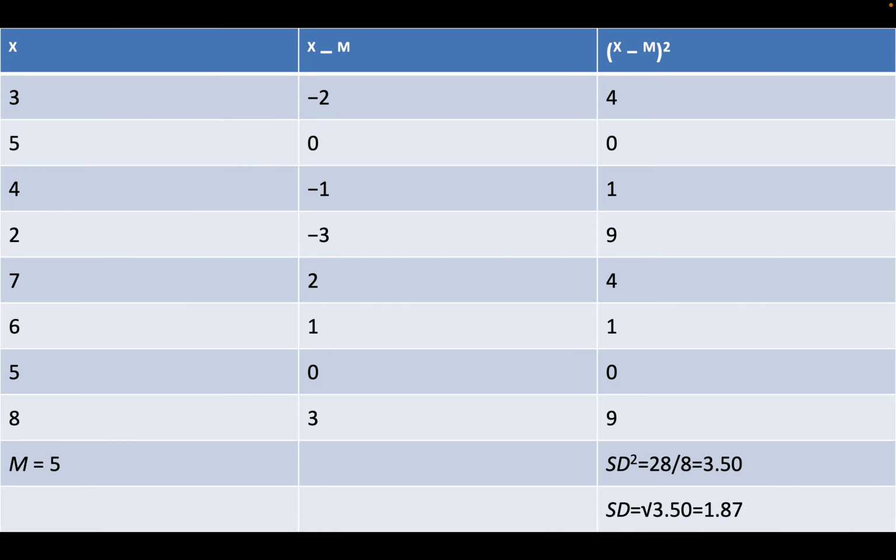So the average difference between the mean and the results is 1.87.